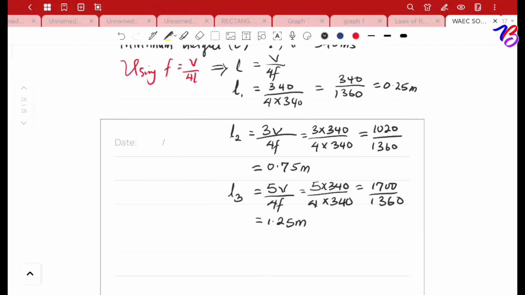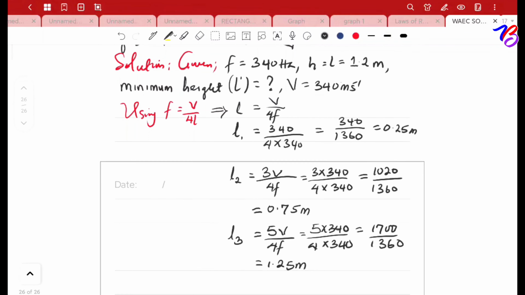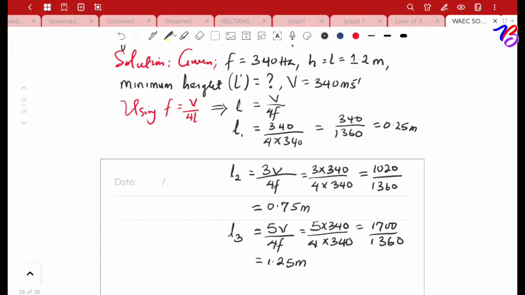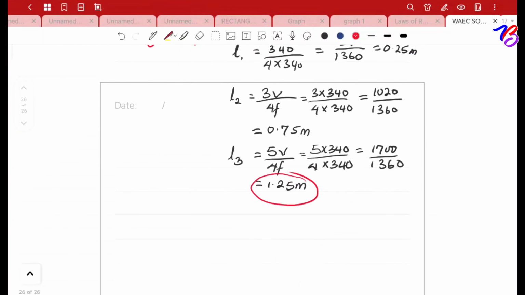So with these, we can compare our data. We have L1, L2, L3: 0.25, 0.75, 1.25. You can see that 1.25 is above the 1.2 meters as given. Are you getting it? Then with this, we want to know the minimum height, which is L prime.